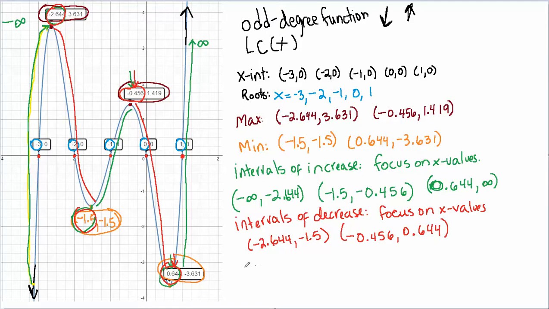Something else that I can ask you for is your domain. Domain is always all reals. Scratch what I said earlier. It's the range that matters, whether you're odd or even. And this one happens to be odd, so your range is all reals.